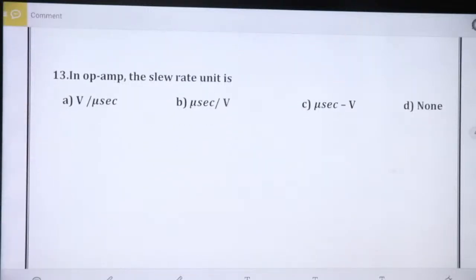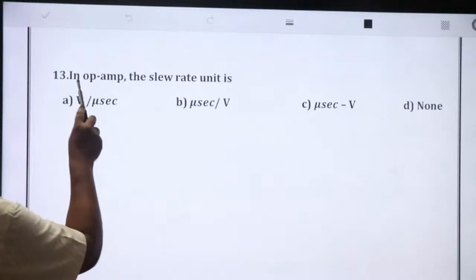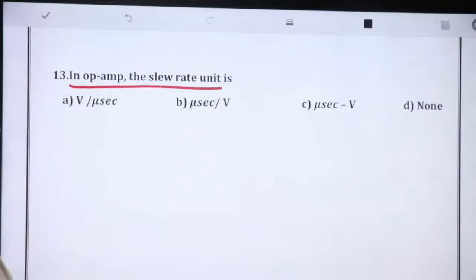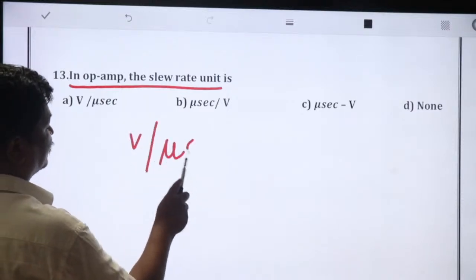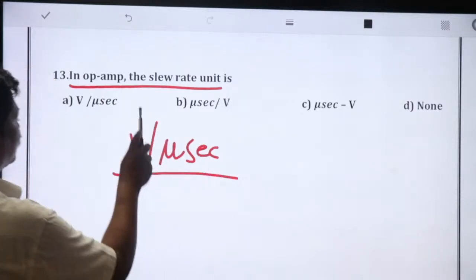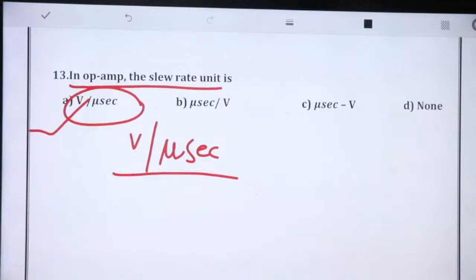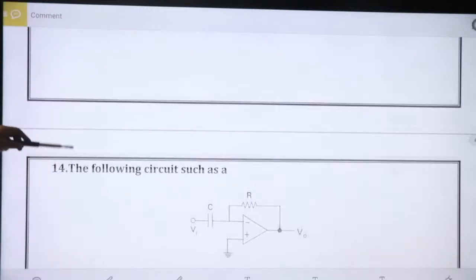Next. The operational amplifier slew rate unit is volts per microsecond. The unit for slew rate is volts per microsecond.